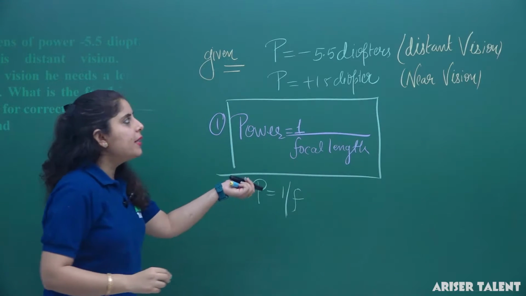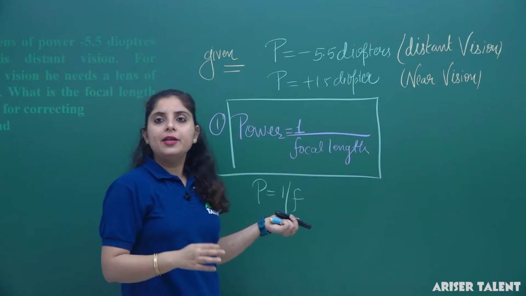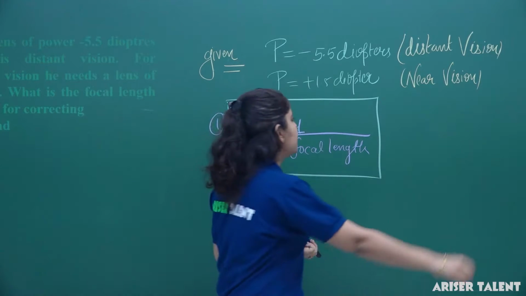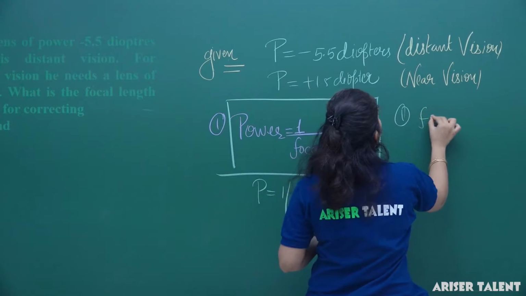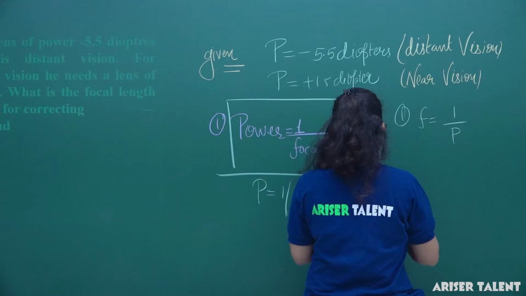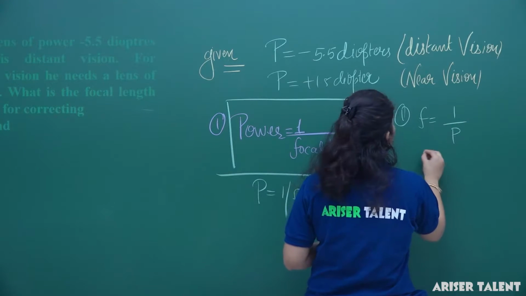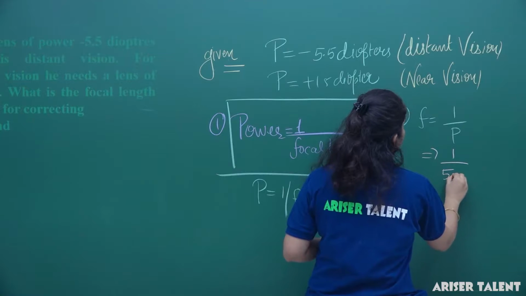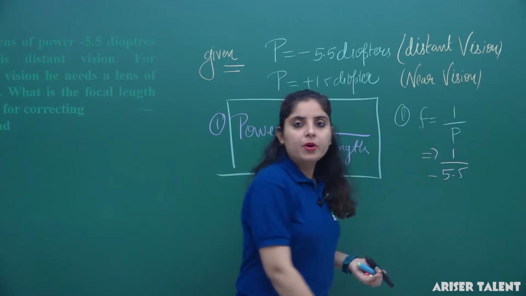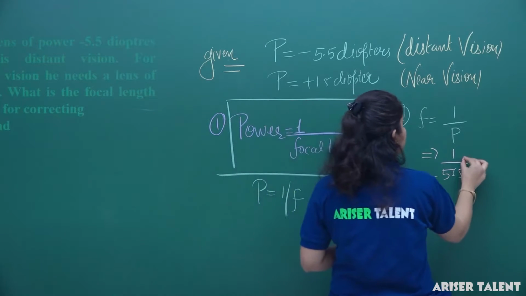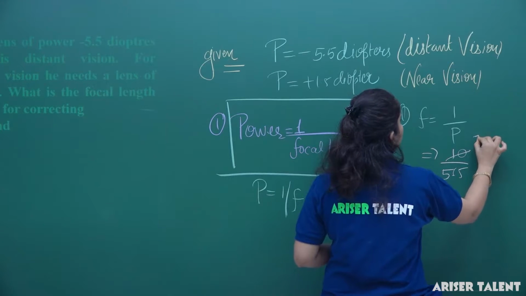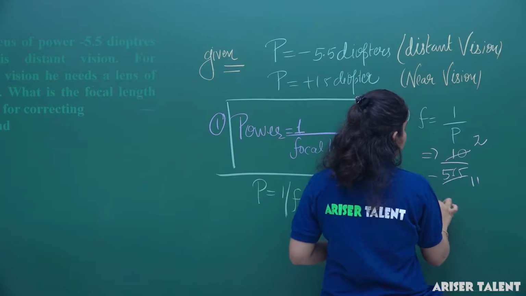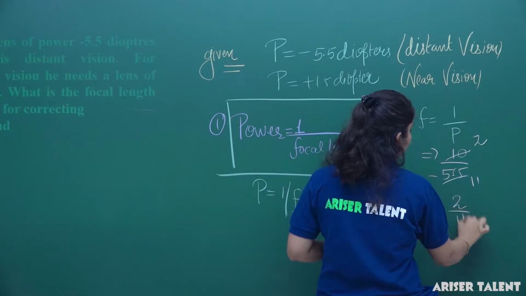So if I am solving the first part, where we are calculating the focal length for the distant vision, it came out that f will be equal to 1 upon P, and it is going to give you the value 1 upon minus 5.5. So if I am shifting the 0 here, it is 5 twos are 10, it will be 11, and it is 2 upon 11.